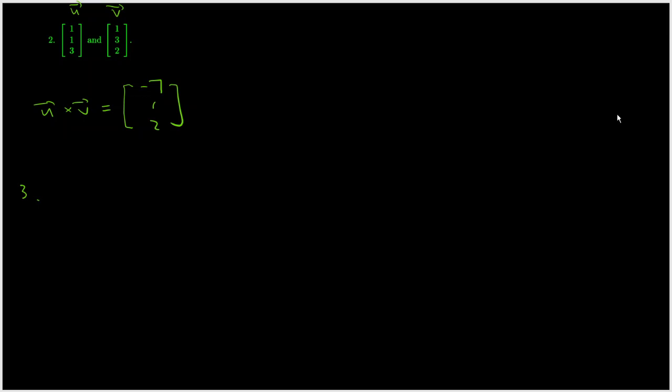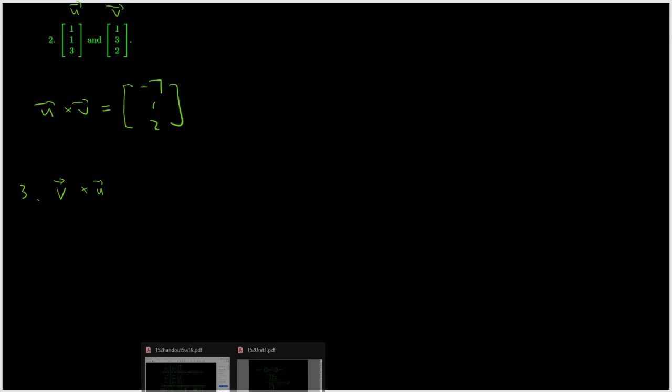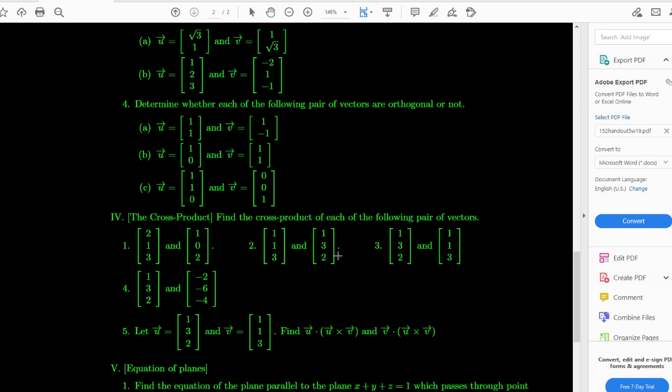I'm pretty sure in question 3, my intention for question 3 is to ask you to reverse the order of the 2 vectors: v cross u. You know what I mean? You look at 2 and 3, the 2 vectors are the same vectors but in reverse order, right?